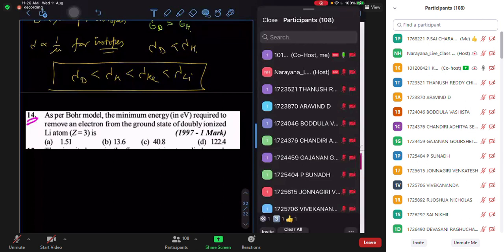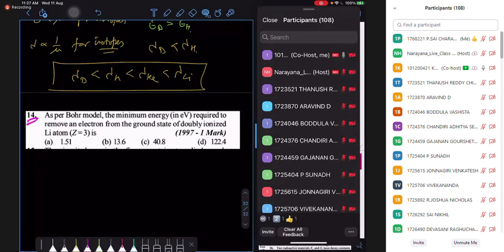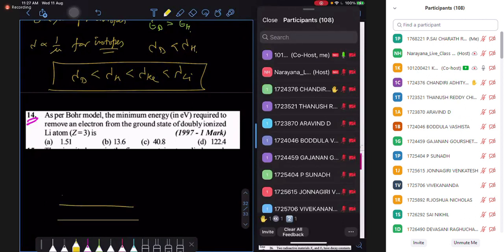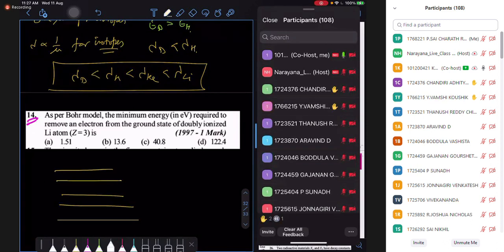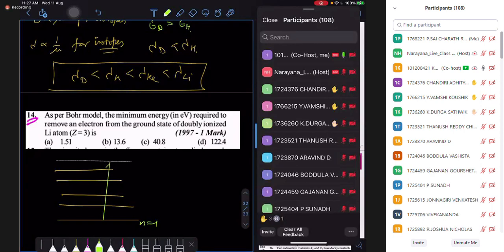For hydrogen, how much energy is required? In the ground state, you have energy of 13.6. Where do you want to take it? You want to take it to infinity. That is the meaning of removing. So the jump from n equal to 1 to n equal to infinity is required.